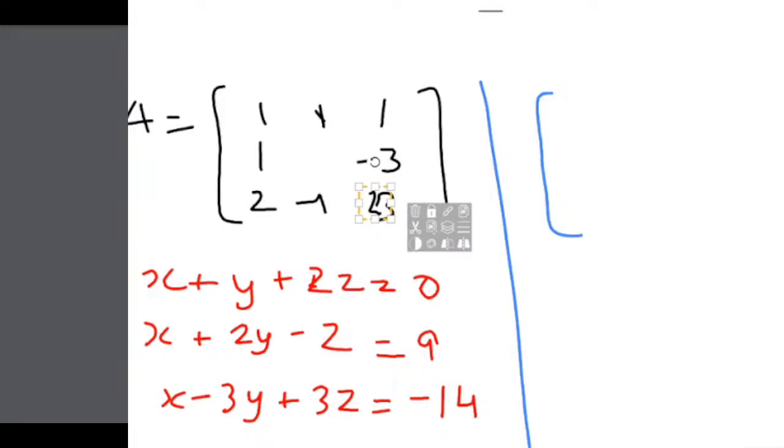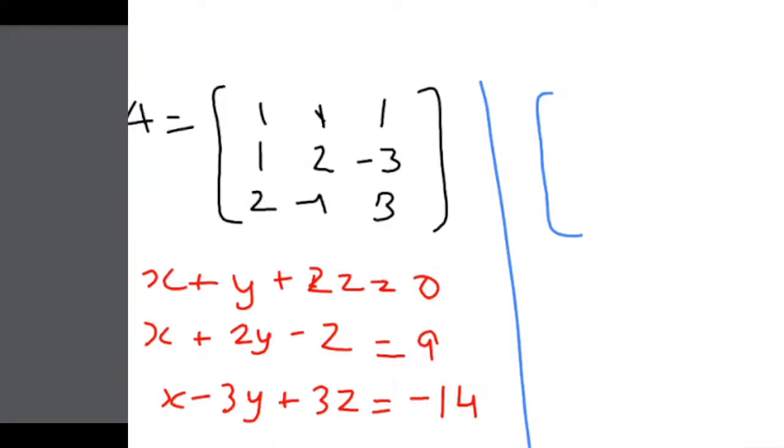Oh my god, why is it happening? Matrix in high school though. I'm sorry, but it's in my syllabus. I gotta do it.